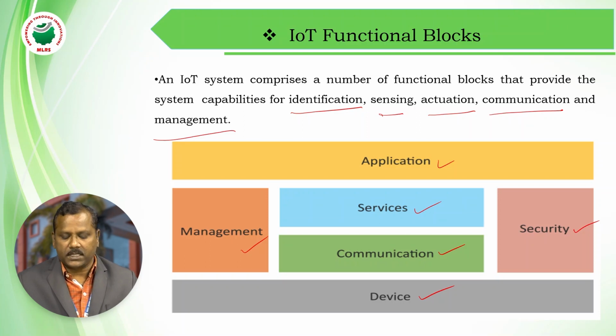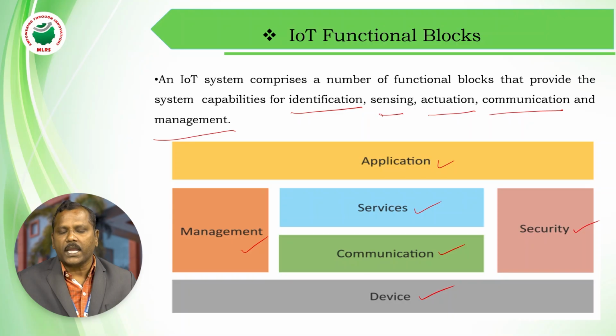First one is the device. In the device block, many devices are involved, for example, sensor device, actuator device, monitoring device, and controlling device. Sensor device can sense the data from the physical environment, and actuator device gives the output to the outside environment. Controlling devices control the whole system, and monitoring devices monitor the entire system.